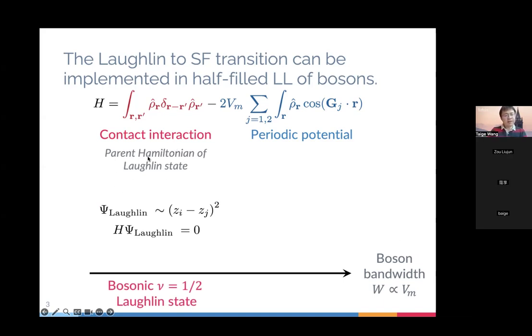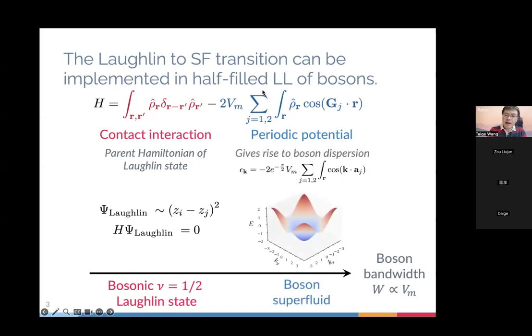It's well known that the contact interaction is the parent Hamiltonian of the Laughlin state. You will have an exact zero mode: the Laughlin wave function is an exact zero mode of this Hamiltonian. So we know that when we turn off V_m, when the periodic potential is turned off, we obtain a bosonic nu equals 1/2 Laughlin state. If I turn on the periodic potential and go to very large V_m, but still smaller than the cyclotron gap, I can neglect the interaction. Then, due to the magnetic algebra, you can solve for the band structure, because rho_k is an eigenoperator under the translation operator. In particular, I have been considering a square lattice with 2 pi flux per unit cell, as we will see why it's the case. It gives such a simple dispersion, like what you usually see for a hopping model on a square lattice.